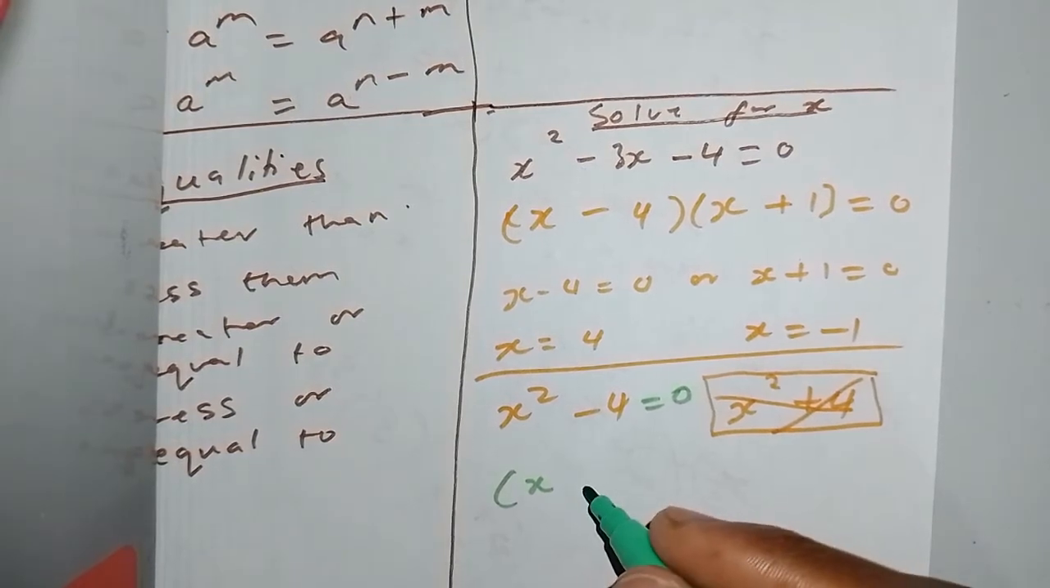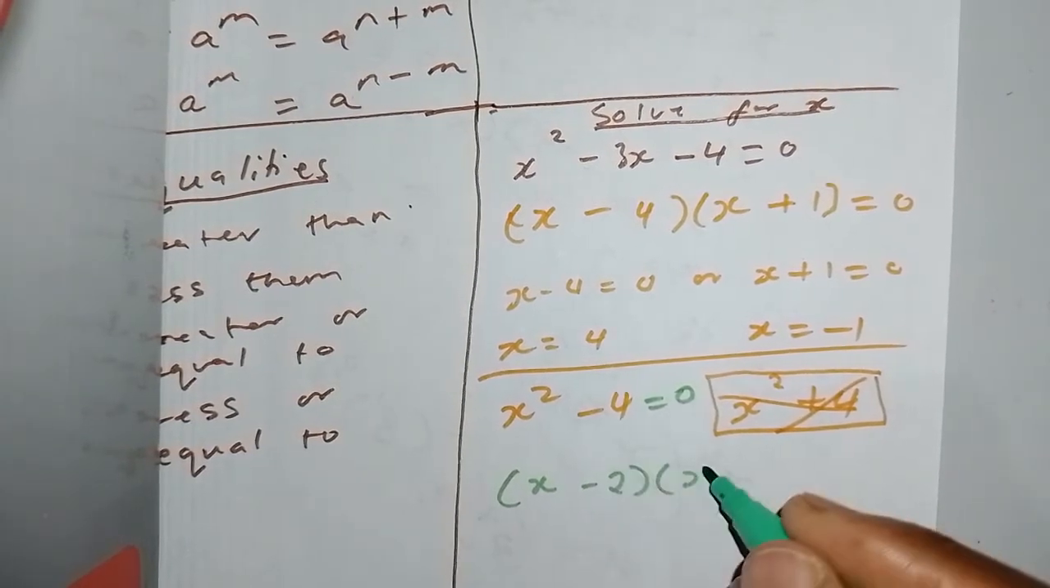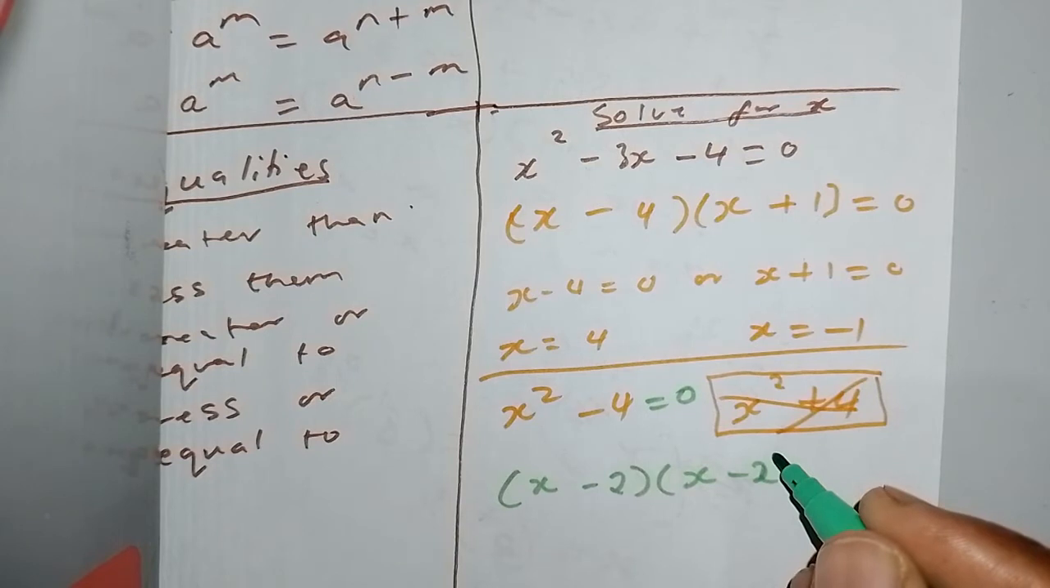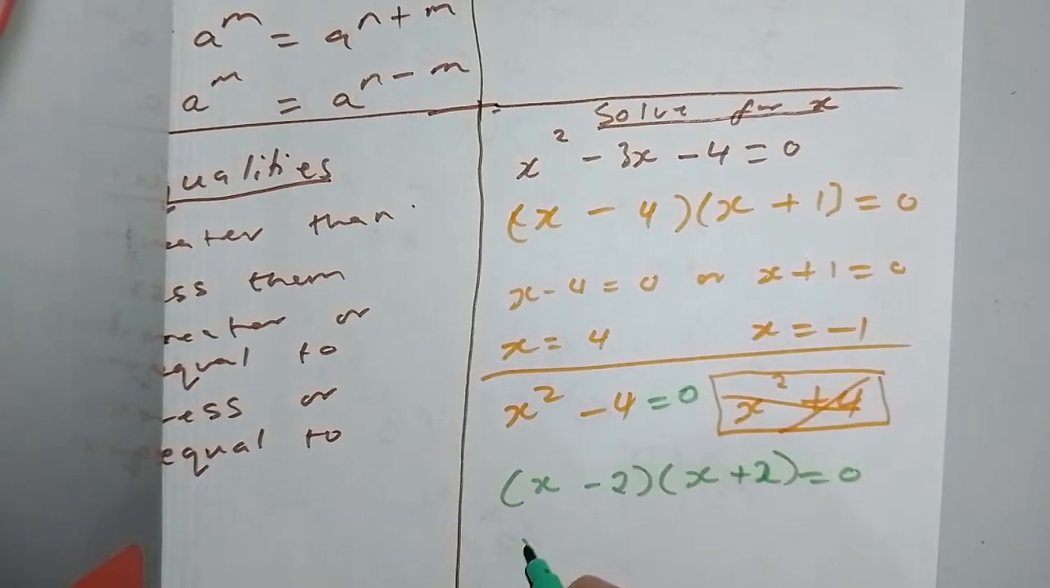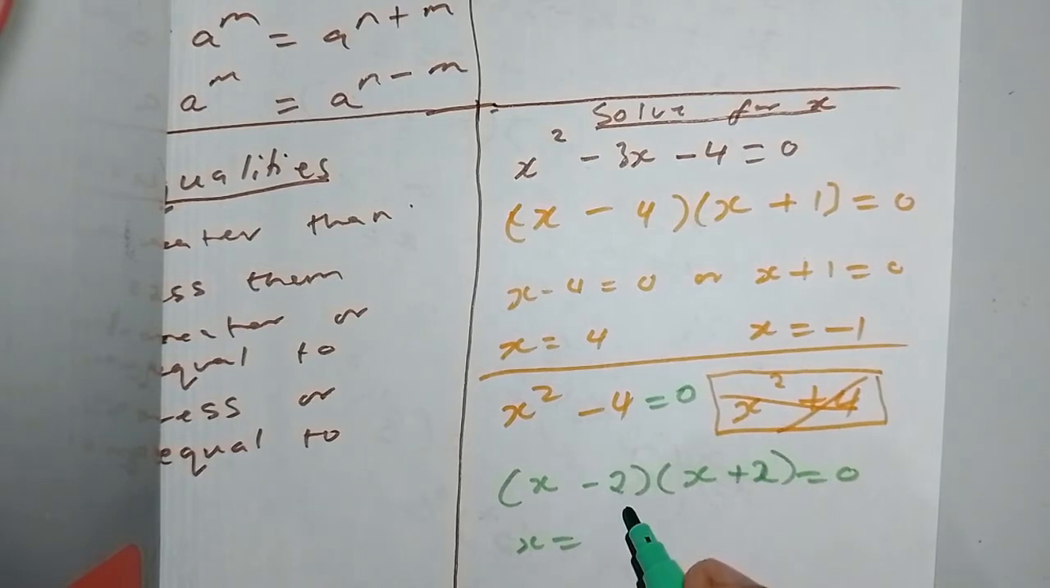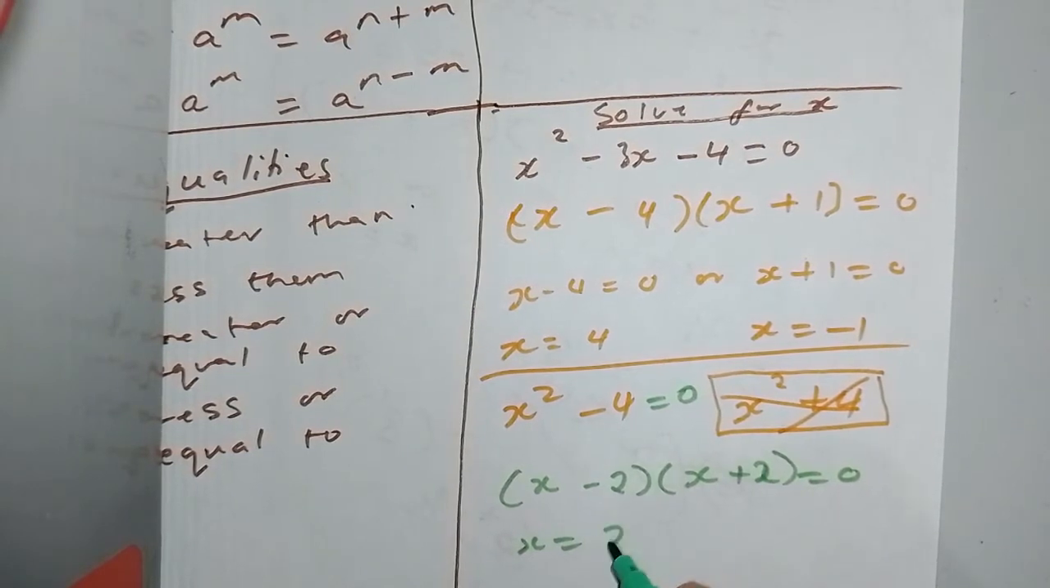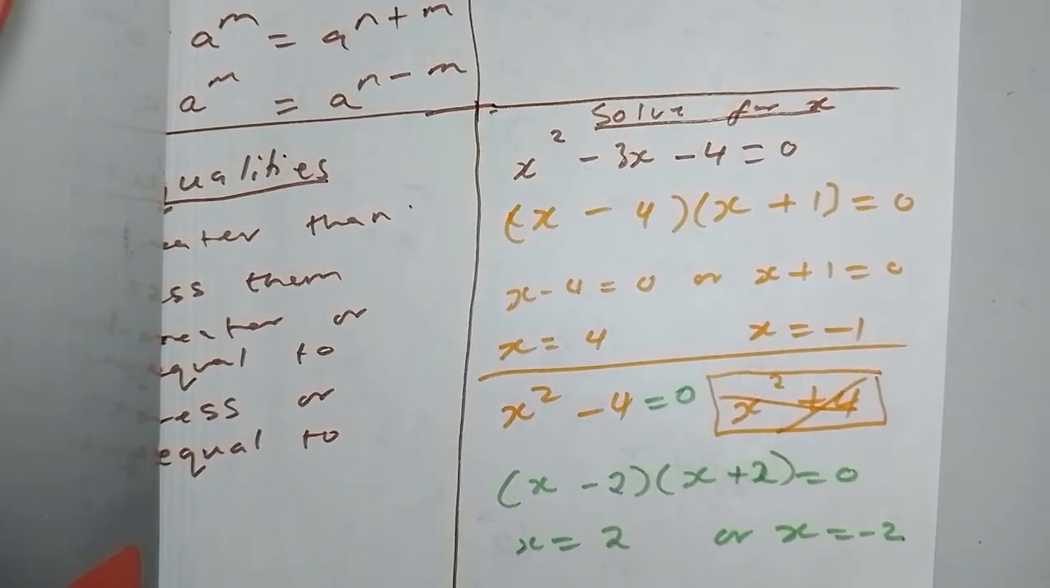Minus 2, x minus 2. Okay, one should be plus, one should be minus, equals to 0. x is equals to 2, or x is equals to minus 2. There we go. That is your answer.